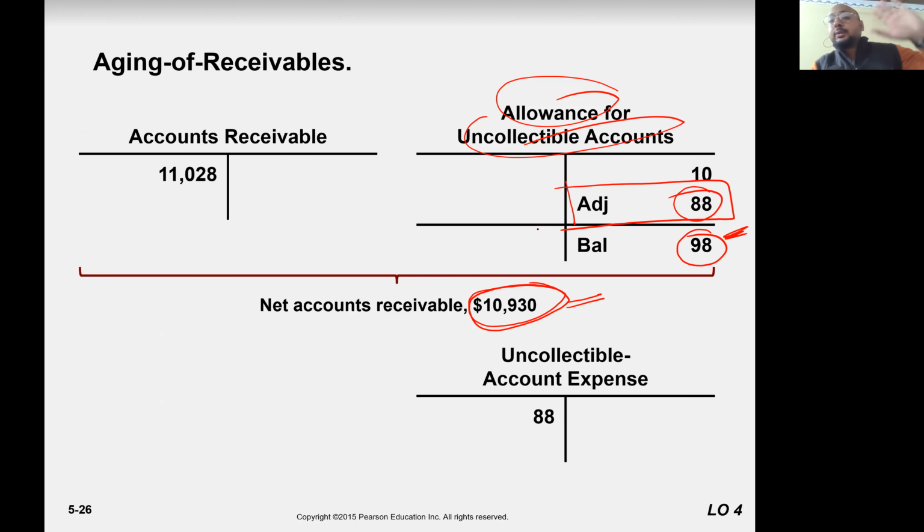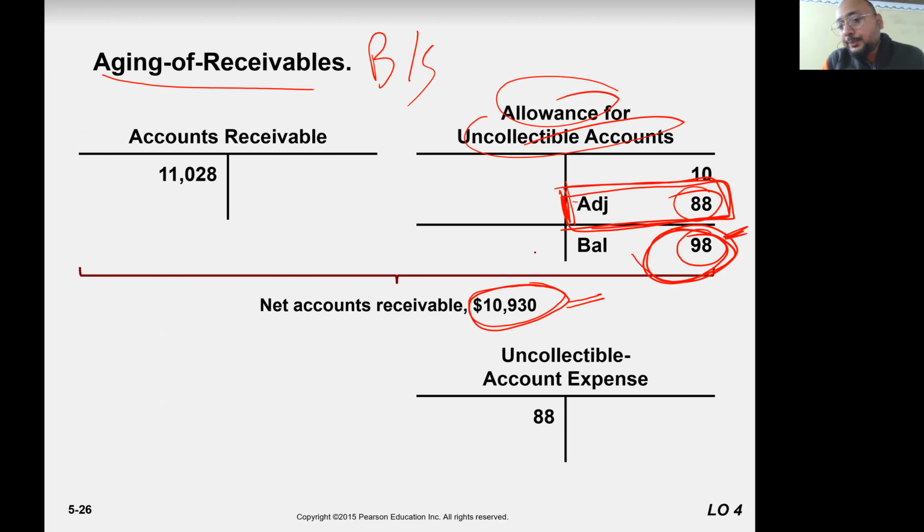It is based on the income statement approach, and you multiply this with the sales, and you find out the adjustment in the uncollectible accounts. While the aging of receivable is based on the balance sheet, and it tells you the total balance of the allowance for uncollectible account. It means the adjustment is a plug figure.